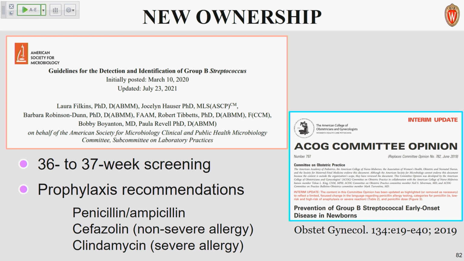Prophylaxis recommendations have changed a little bit. Penicillin/ampicillin is still the go-to, but if a patient is noted to have a non-severe penicillin allergy, cefazolin can be recommended. But again, if there's severe allergy, then clindamycin is the option. Pending, of course, susceptibility testing, right? Because a lot of us know that our clindamycin susceptibility rates against Group B strep are not great, probably about 50, 60%, right? So there's a pretty strong possibility that that could happen. Next slide.